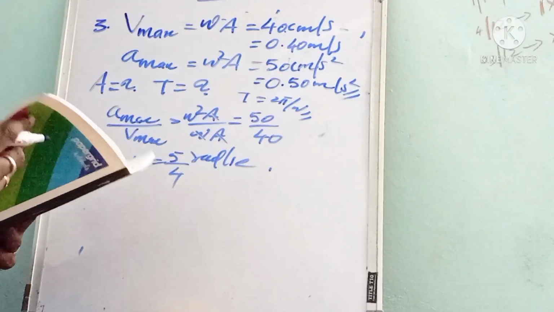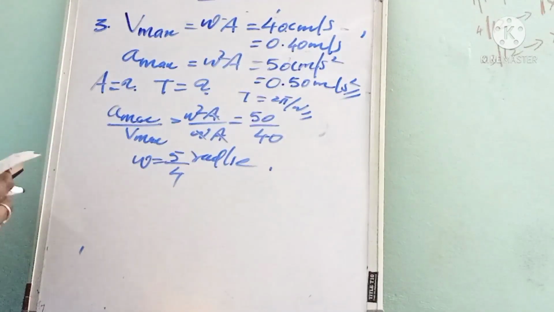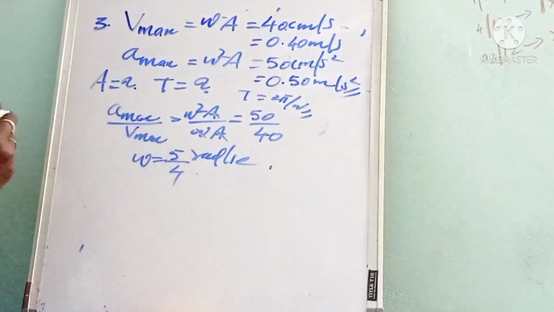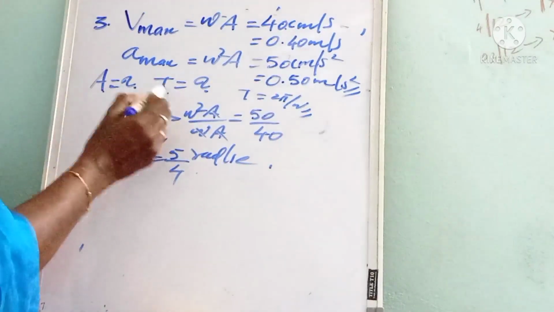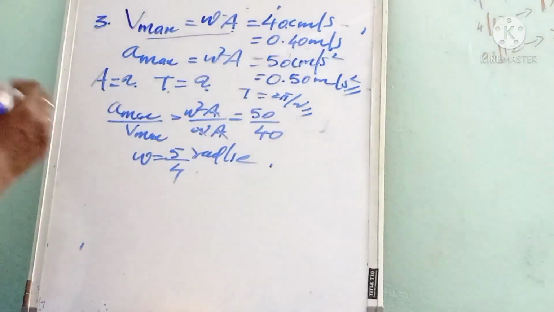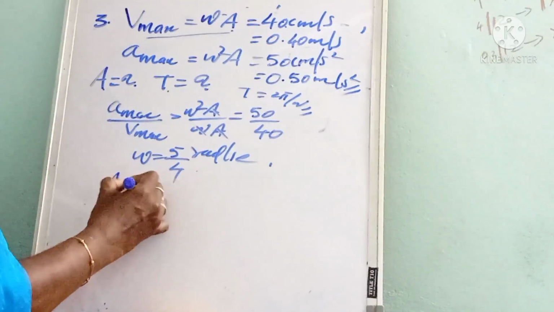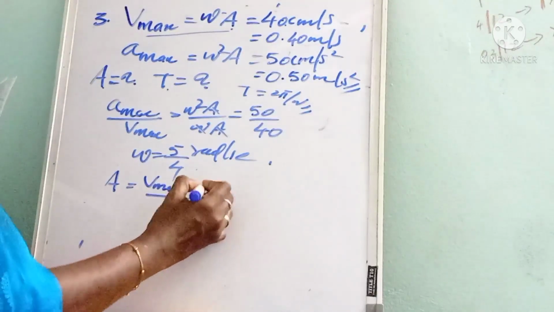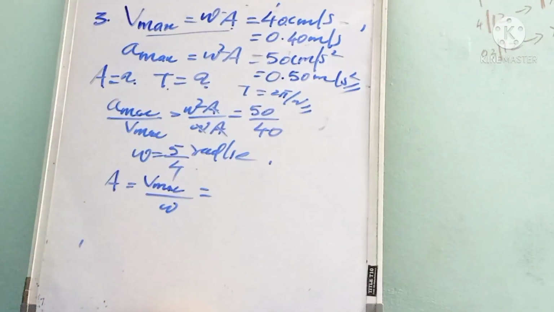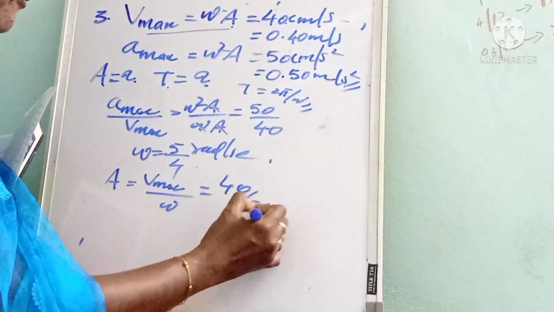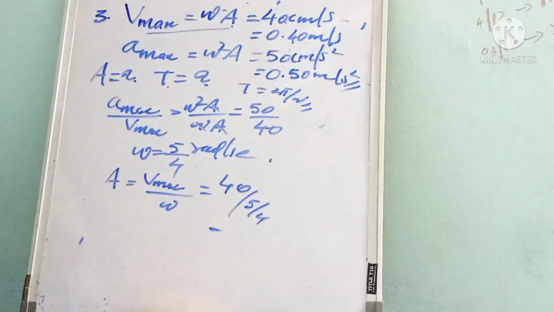Now we know the value of omega, so we can calculate A and T. Using the equation V max equal to omega A, the amplitude A is equal to V max divided by omega. V max is 40, divided by 5 by 4.